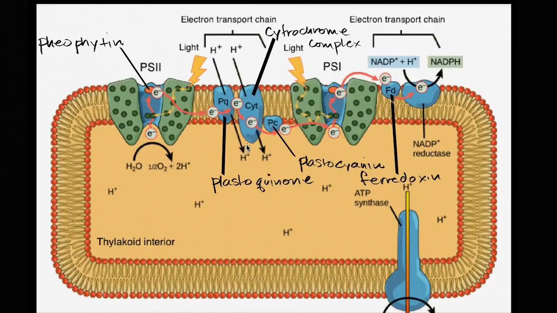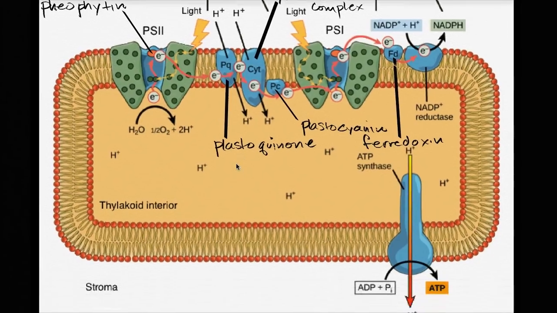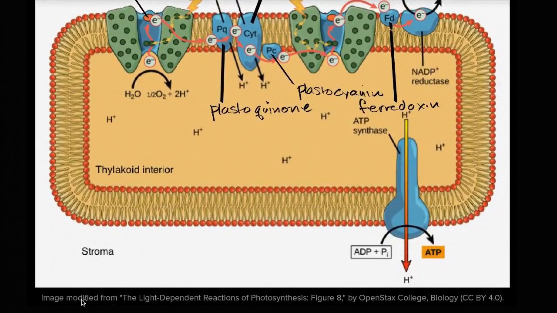But a lot of times in your biology class or in your biology book, you'll see talk of things like a cytochrome complex and plastoquinone and things like that. And I want to look at that right now so that you're not intimidated when you see it and that you see that these are just the actors that we talked about. So right over here, this is photosystem 2, and I give credit for where this image comes from, it's modified from the light-dependent reactions of photosynthesis figure 8 by OpenStax College.